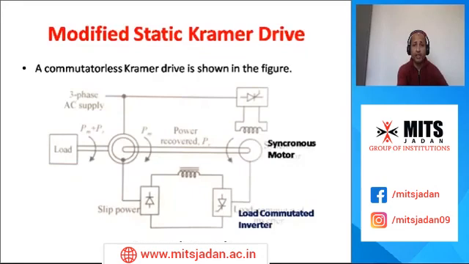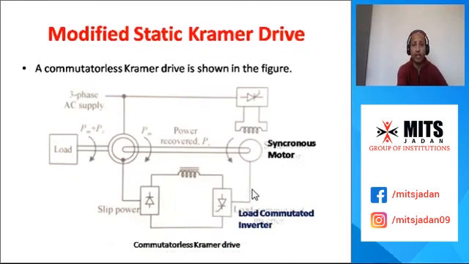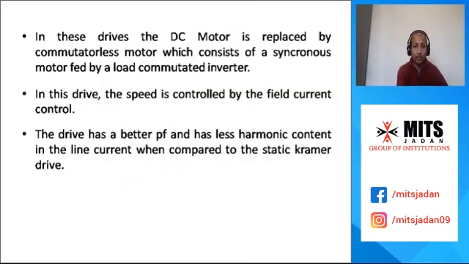So here we can see the modified static Kramer drive. In this modified static Kramer drive, the DC motor is replaced by a synchronous motor. So this is known as the commutator-less Kramer drive. In this, the slip power is fed to the synchronous motor with the help of load commutated inverters. Again, in this method, the speed control is obtained by controlling the field current. Okay, thank you.